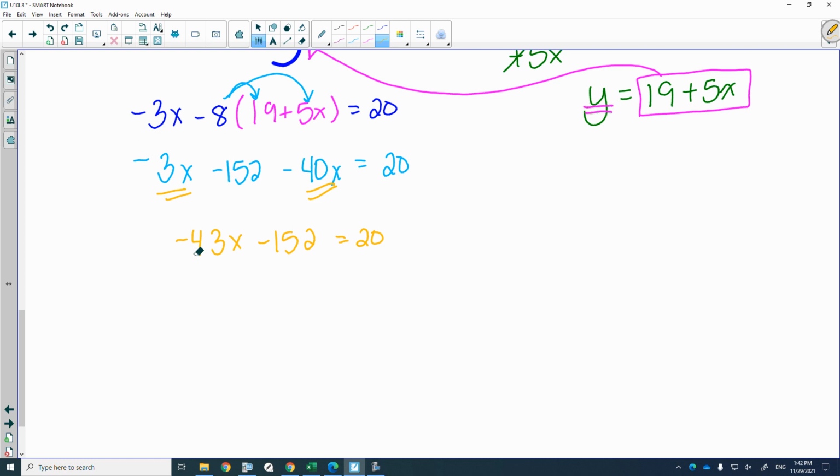So for these questions, I don't even bother here making the x positive, right? I'm just going to divide out a negative 43 at the end. So I just keep it where it is, and I'm going to get rid of that negative 152 by adding 152. And then you have negative 43x is equal to 20 plus 152 will be 172. And what is 172 divided by negative 43? Okay, x is equal to 4.